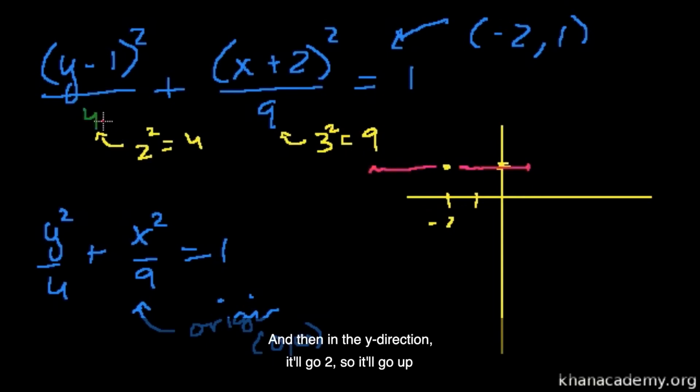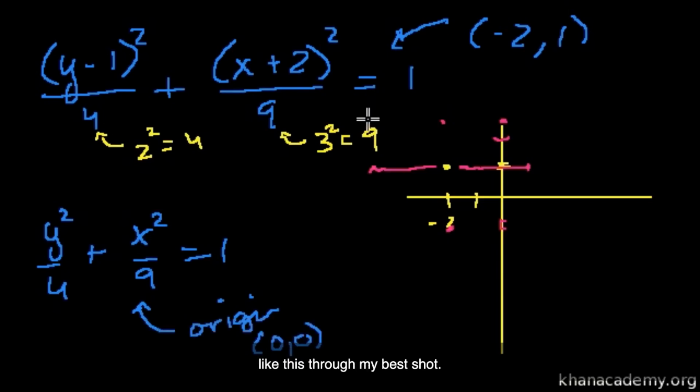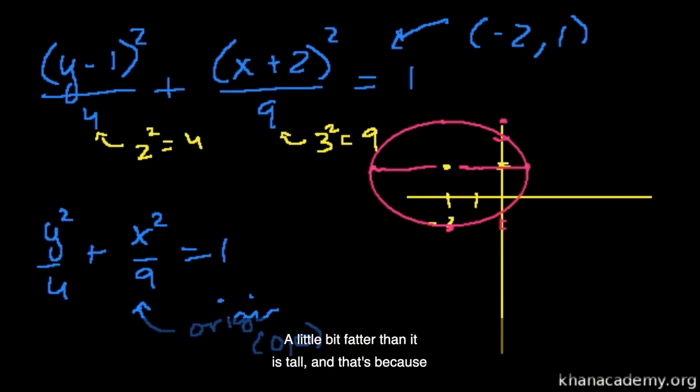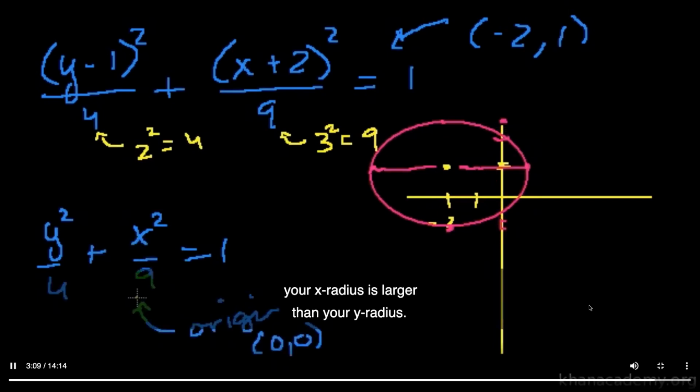And then in the y direction, it'll go 2. So it'll go up 1, 2. So that's there. And then 1, 2. And it's there. So if I were to draw that ellipse, it would look something like this. Draw my best shot. It would look something like that. A little bit fatter than it is tall. And that's because your x radius is larger than your y radius.